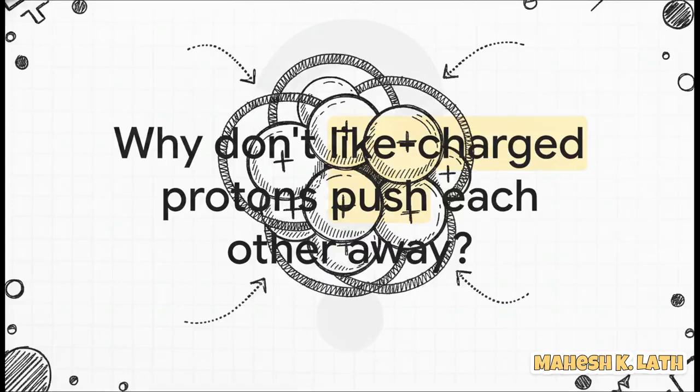Let's kick off this explainer with a genuinely puzzling question. If you're even a little familiar with physics, you know the golden rule: like charges repel each other, right? So think about the tiny, incredibly dense nucleus of an atom.